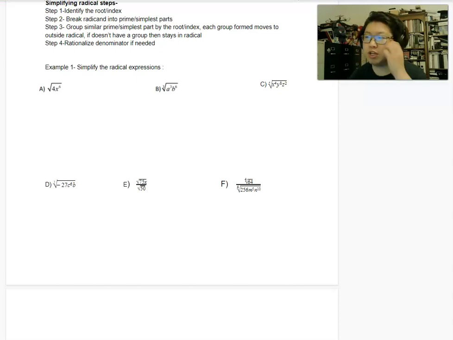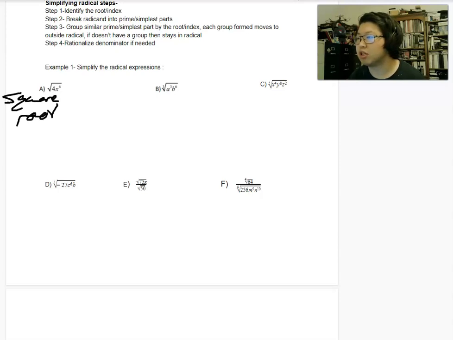So this first one is the square root of 4x to the 6th. Step 1 would be identify the root or index, which I don't see any, which means I'm talking about a square root. Square root here. This is the easiest one to talk about. It's that nice button on your calculator as well. But I'm talking about squares. So I'm talking about perfect squares.